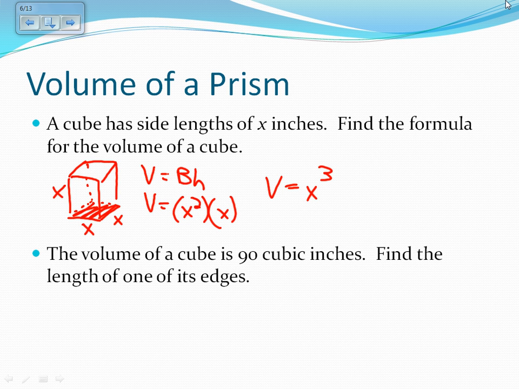Isn't that kind of nice? This only works for cubes. It's called a cube because the volume is x cubed. Why is a square called a square? Because the area is x squared.